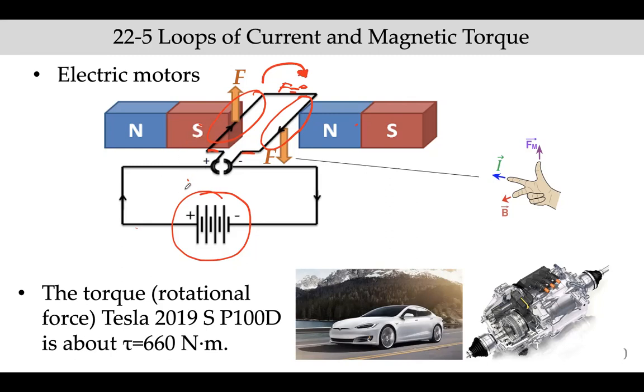So when we talk about the power of electric motors, we usually give it in terms of torque. So you can think of it as rotational force. For example, this Tesla model's motor produces 660 Newton meters of torque. So that's the amount of torque this model's electric motor produces.